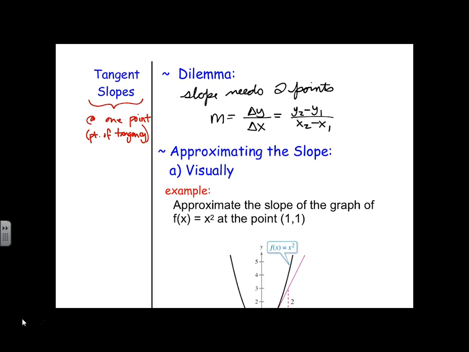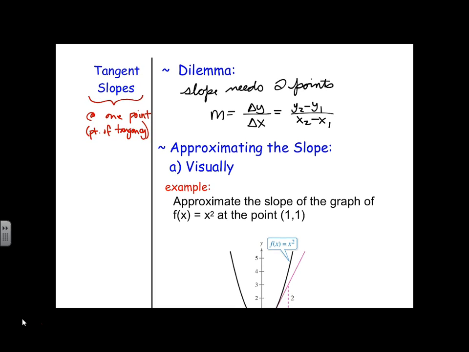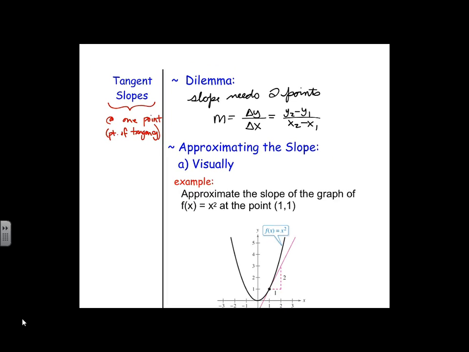Well, let's say that there is one way that's very imprecise if you're doing it on your own. It can be somewhat accurate if you're given a picture. To try to resolve this dilemma, if you're given a picture of a function and a perfect tangent line at a point, I suppose you can eyeball it and say the slope kind of looks like.